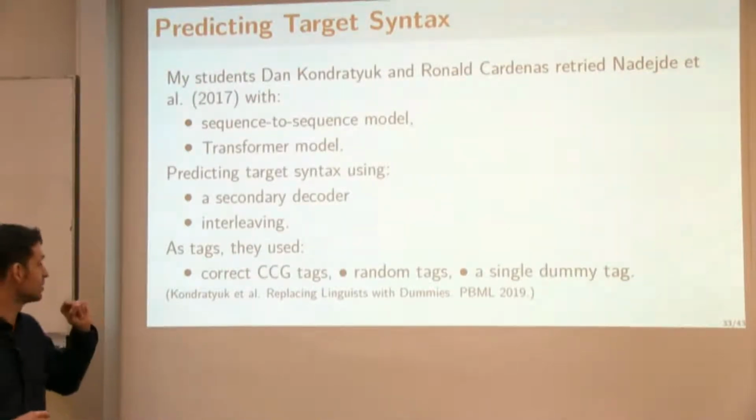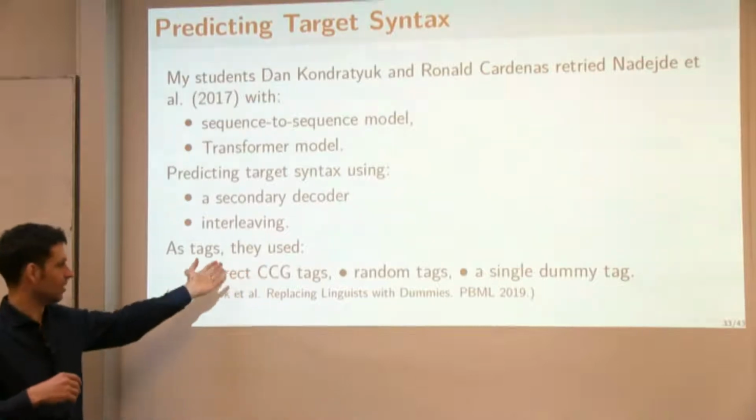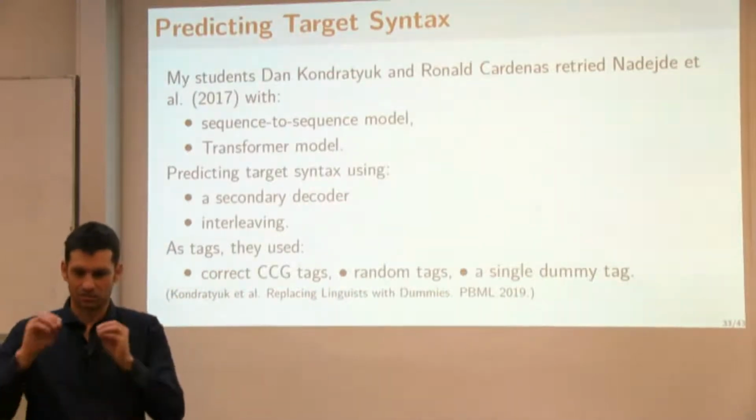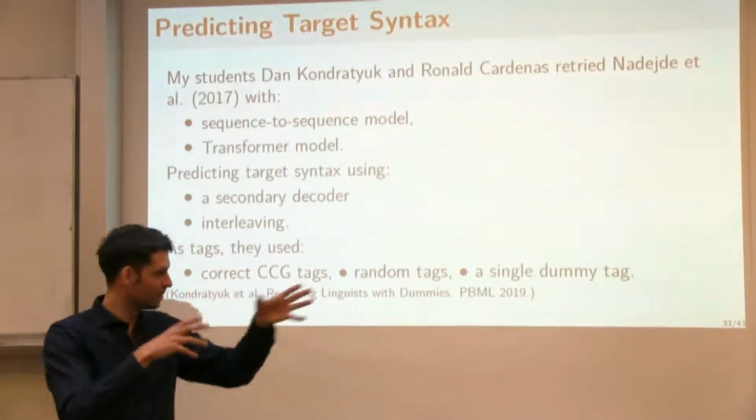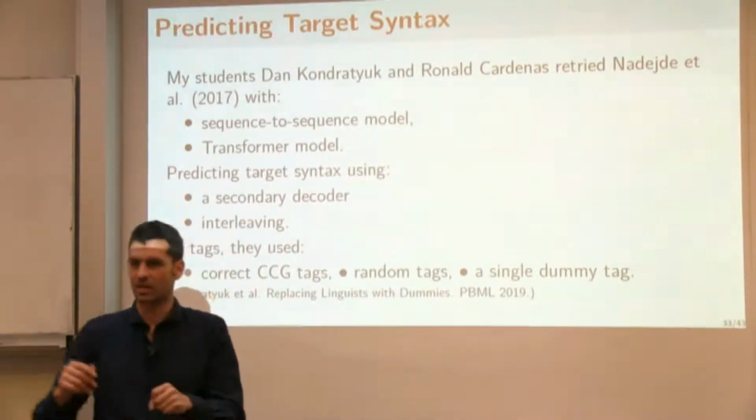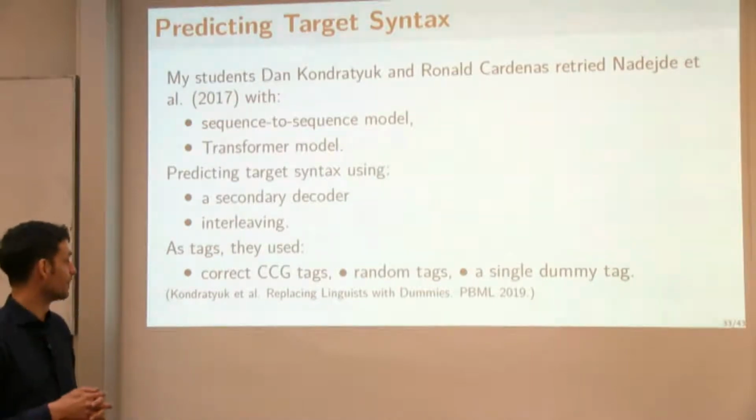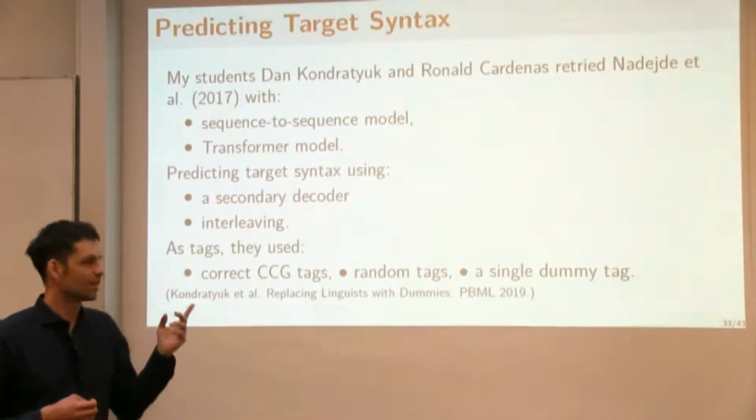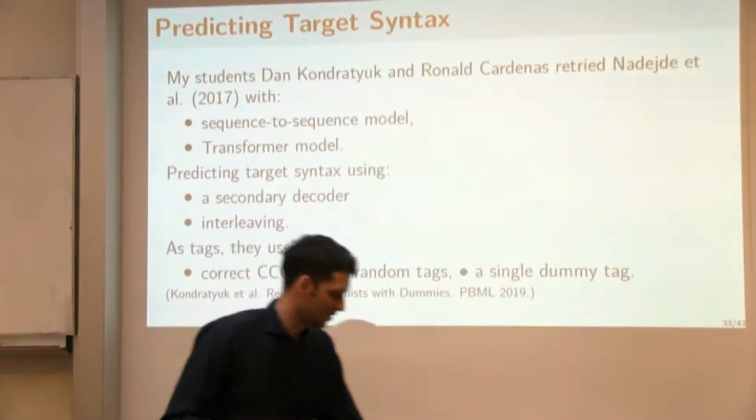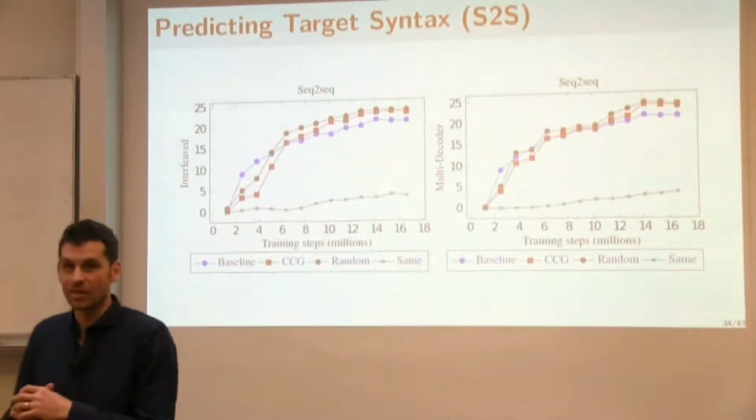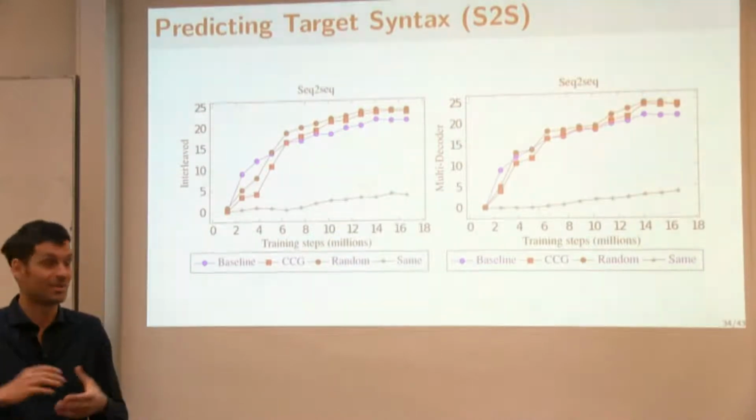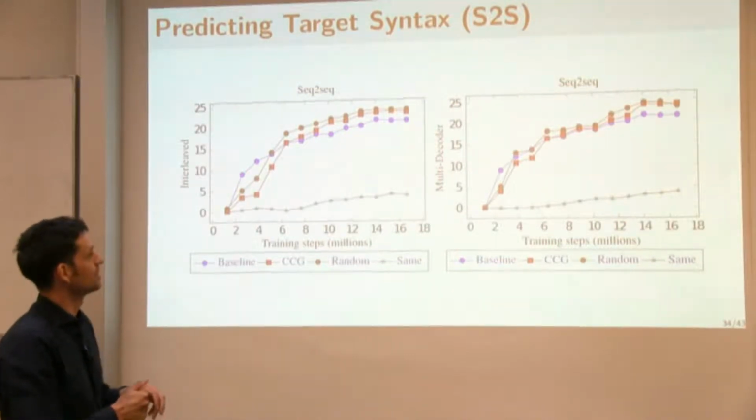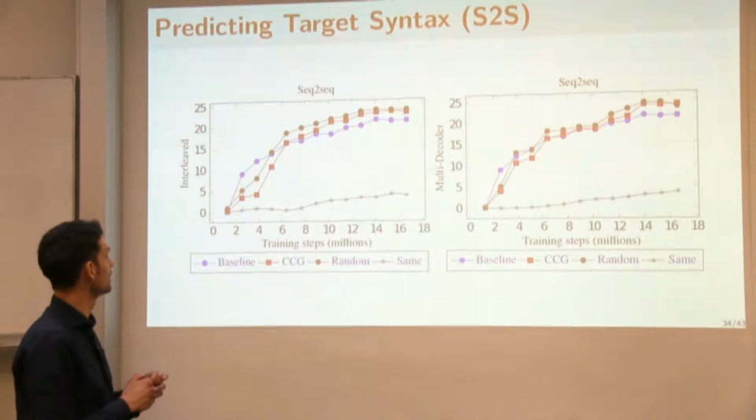So as tags, they use the correct CCG tags from a parser, random tags, and also a single dummy tag. So we would just say like B, the first word, and B, the second word. We were only using a single dummy tag. The vocabulary size of that was just one. And the paper is published in the Prague Bulletin of Mathematical Linguistics. It's called Replacing Linguists with Dummies. That's the dummy tag. And you'll see from the results that sometimes you can replace linguistic annotation with the dummy symbol, and you will get the very same score. So this is the sequence-to-sequence, the recurrent neural network processing.